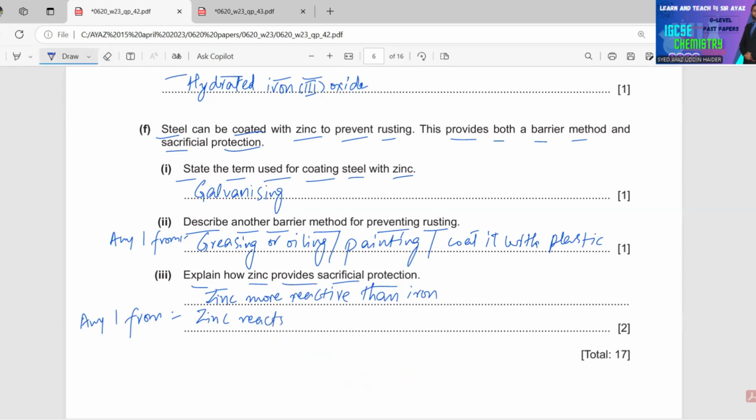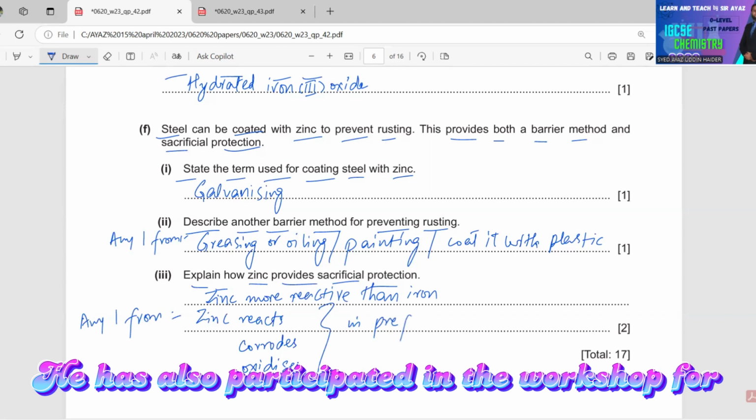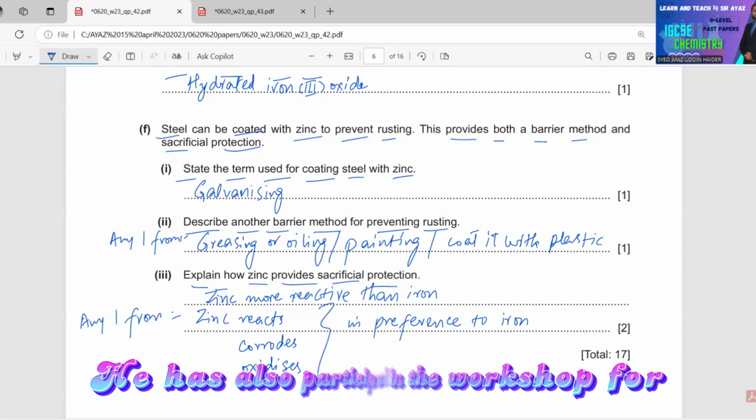Zinc reacts, corrodes, oxidizes in preference to iron. So anyone from these?